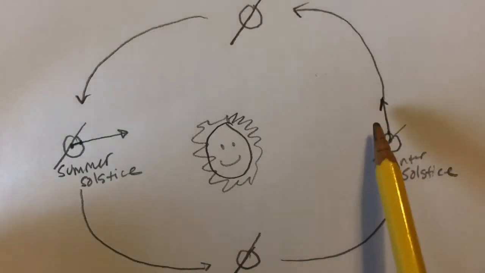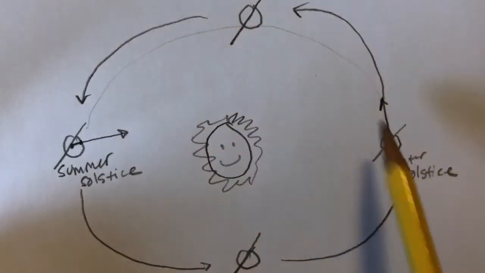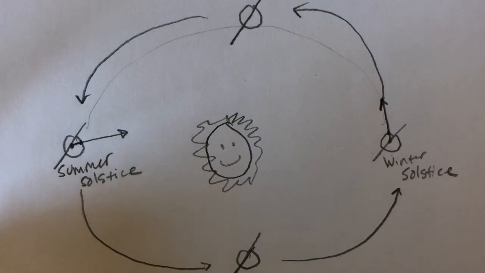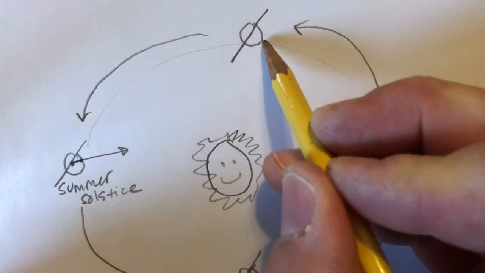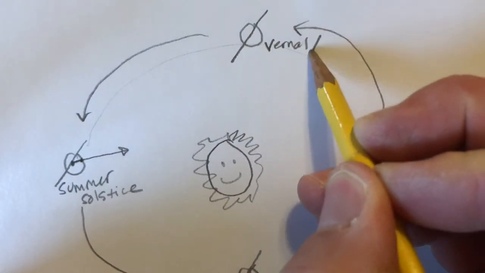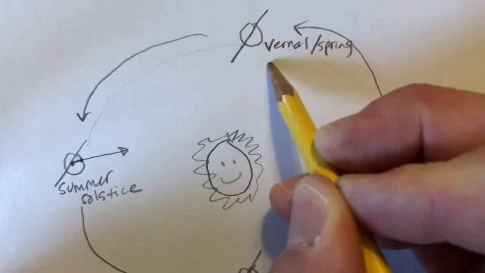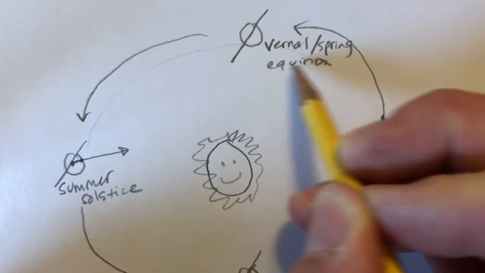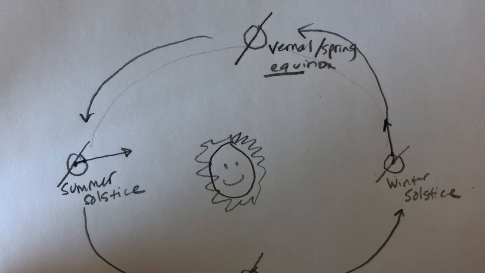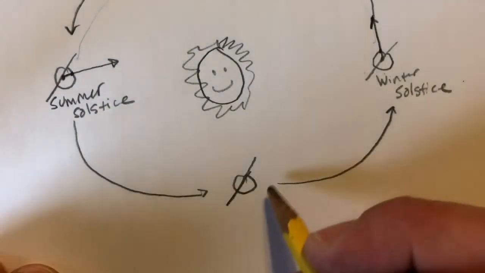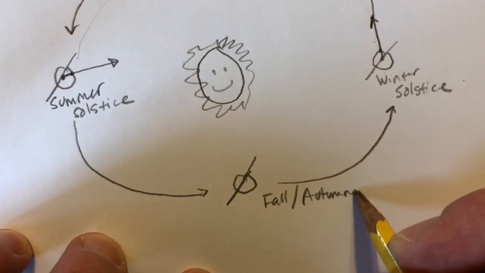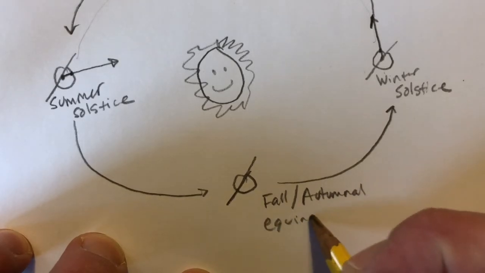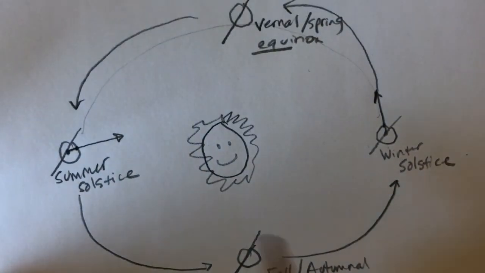If we think about what's in between the winter and the summer solstice, we're going from winter to summer right now, maybe not as fast as you'd like. We have what we call our vernal or spring equinox here, with equal daytime and nighttime, about 12 hours of daytime and 12 hours of nighttime. And then down here we have our fall or autumnal equinox.